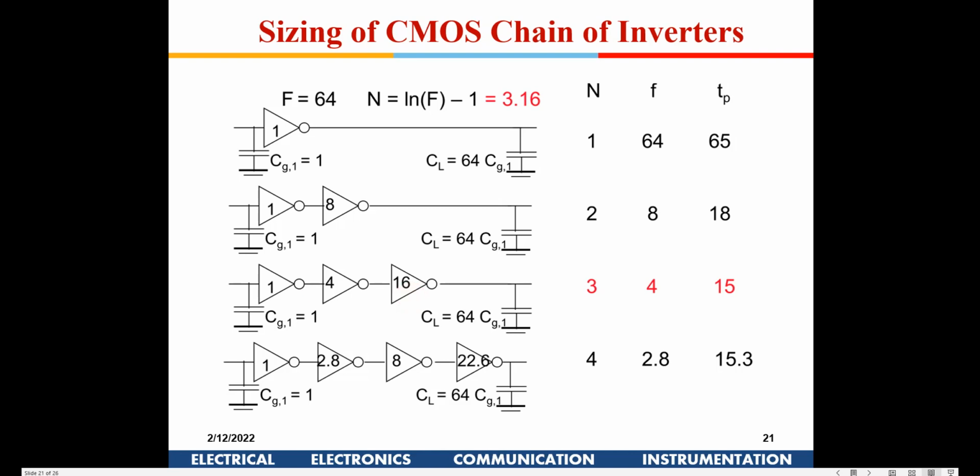Yeah, the size factor will be 4. So we have to keep the size factor 4. Now, if you take the size factor as 4, the number of stages will depend on the ratio of the final CL divided by CG.